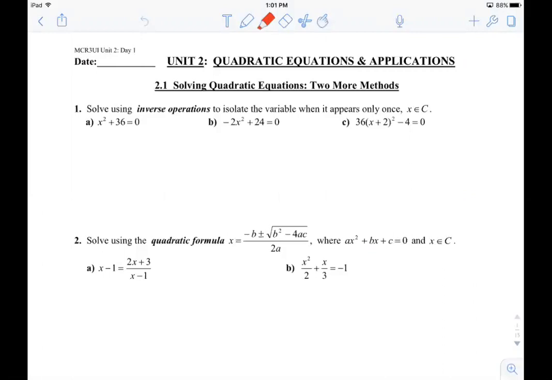So for this first section, we're going to see that some quadratics can be solved simply using inverse operations, which is just the same way you would have learned how to solve an equation all the way back in grade 9. Because we're just trying to isolate the variable, so that it appears only once.